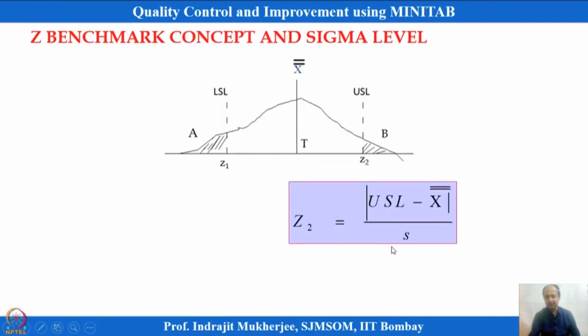So, Z conversion of this. I mentioned that X double bar will come from the control chart, and then sigma will be known, which is S over here. When I get these values, I can calculate the probability of this area, B can be calculated, A can be calculated, and based on that we can also calculate a Z benchmark, a concept used in calculating the sigma level of the process. MINITAB gives you this option, and we will discuss more about this.